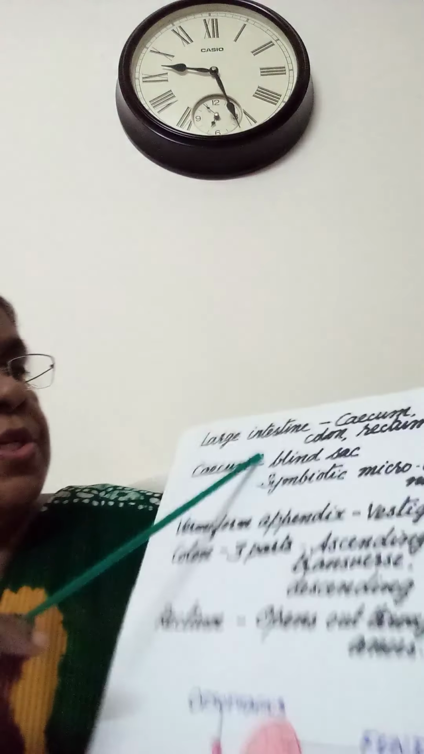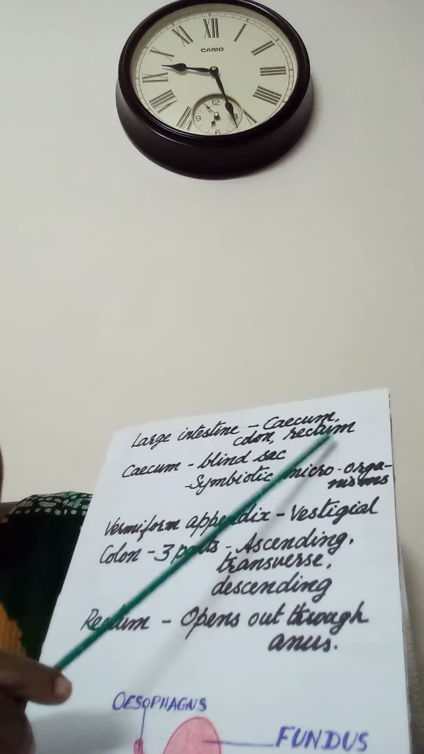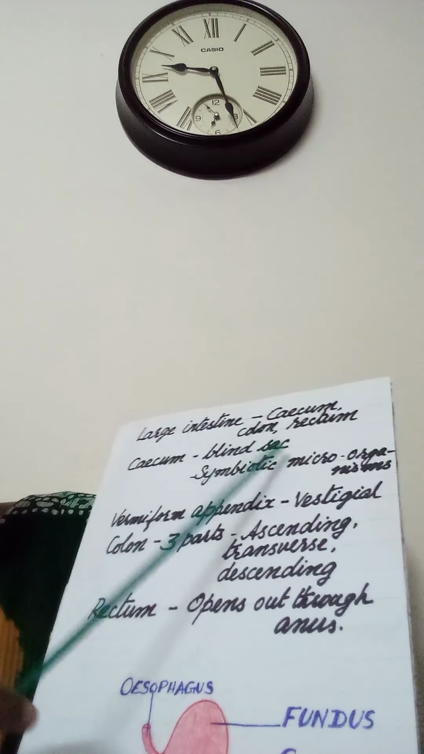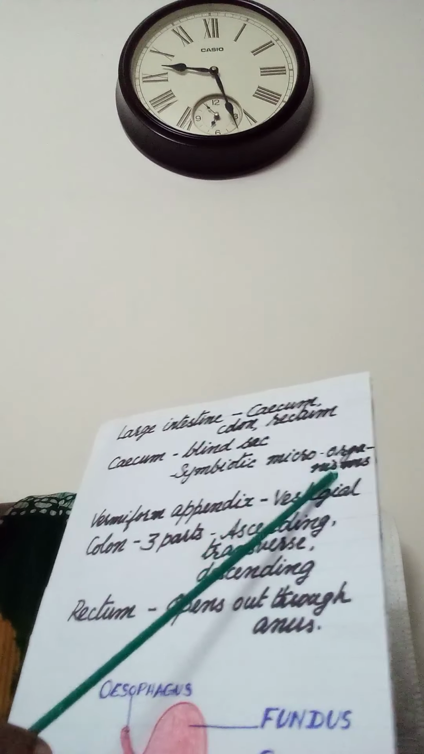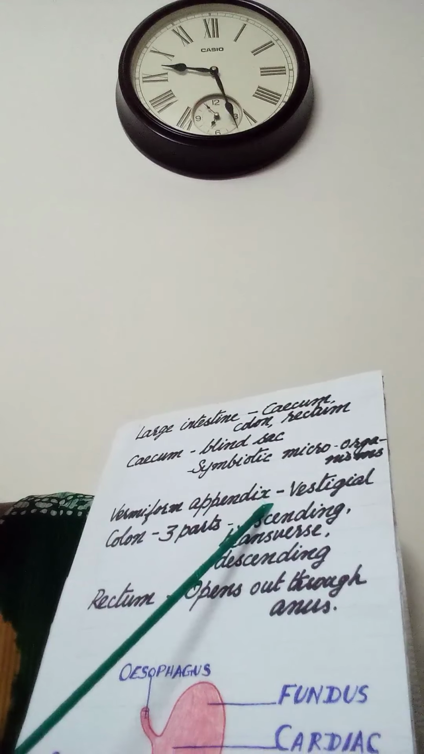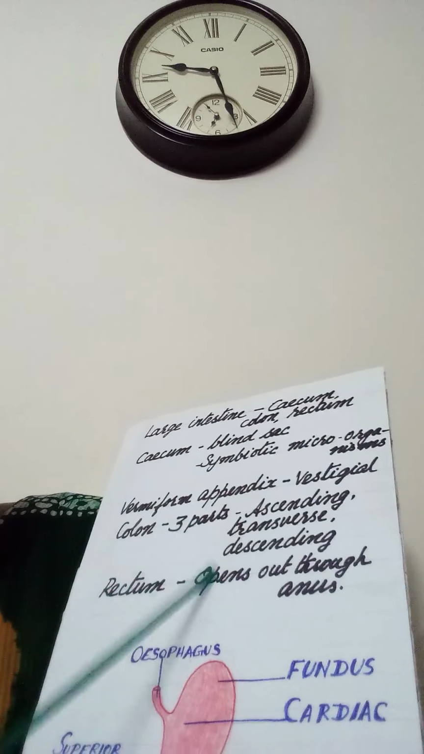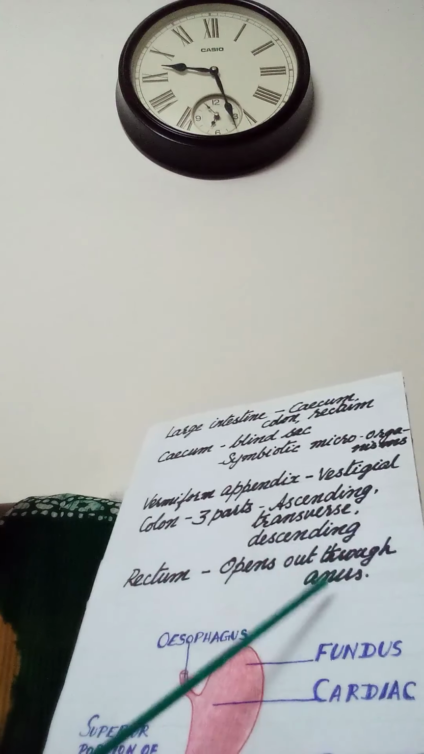Then next one is the large intestine, that also I have explained in the diagram. Cecum, colon and rectum. Cecum, that is a blind sac. Then cecum will be containing symbiotic microorganisms. Vermiform appendix also I have explained, that is vestigial. Colon also I have explained, 3 parts: ascending, transverse and descending. Rectum opens out through anus. So these are the important points.